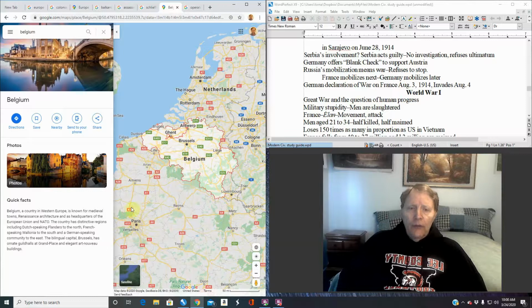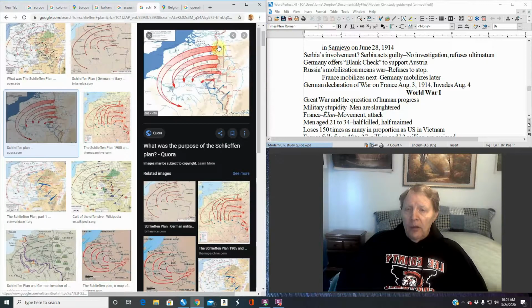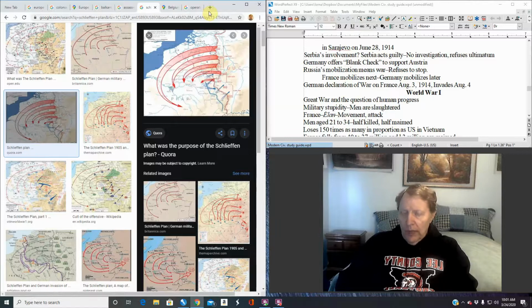Germany declares war on France on August 3rd. On August 4th, they invade. The German army sweeps through Belgium. The Belgian army puts up a good show, but they can't stop the Germans. Let's go back to the Schlieffen Plan. And Germany pushes way into France before they're stopped at the Battle of the Marne.